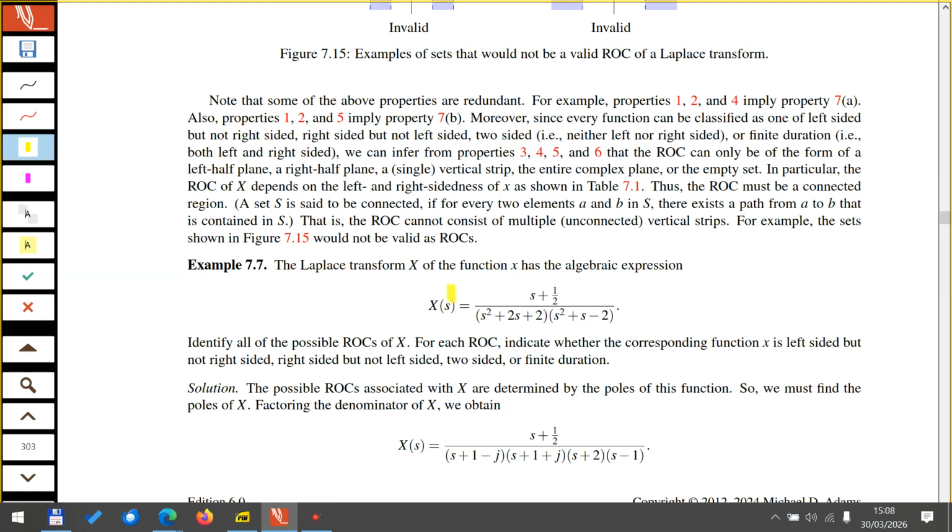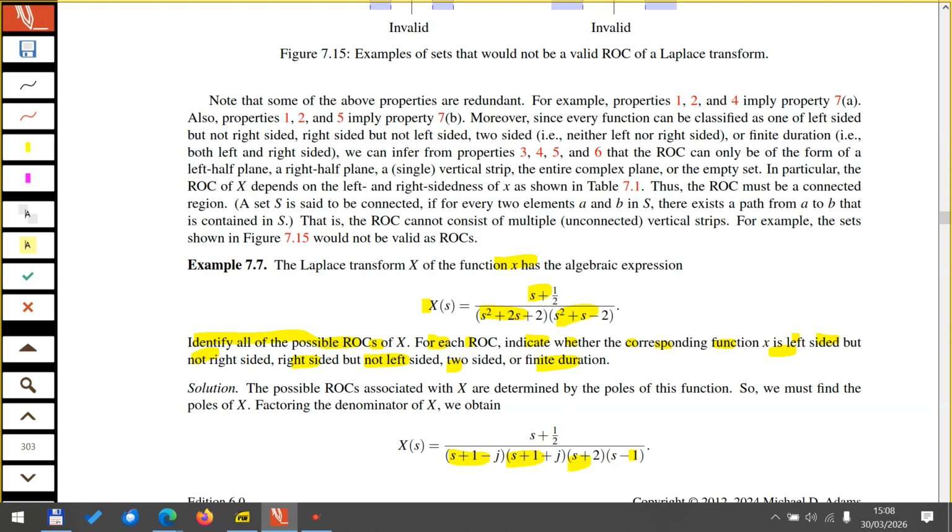So the ROC depends on small x, right? He says, identify all possible ROCs of this capital X. For each ROC, indicate whether the corresponding x is left-sided. You don't know whether small x is left-sided but not right-sided, right-sided but not left-sided, two-sided or of finite duration, so we need to explore all the possibilities. Before that, let's factor the denominator. These are complex poles, so we factor these two. These two are real poles, so we factor this.